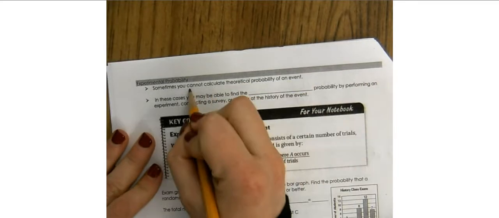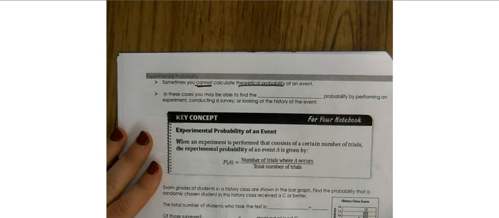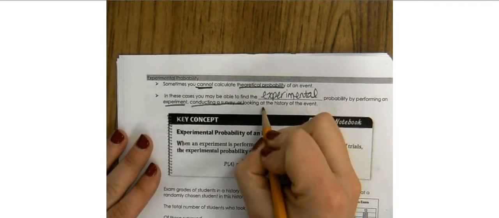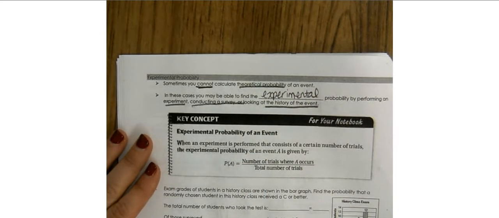Sometimes in probability, you cannot calculate the theoretical probability of an event. In these cases, you may be able to find the experimental probability by performing an experiment or conducting a survey or looking at the history of an event. It's by actually doing something that is what experimental probability actually is. It's like living in the real world.